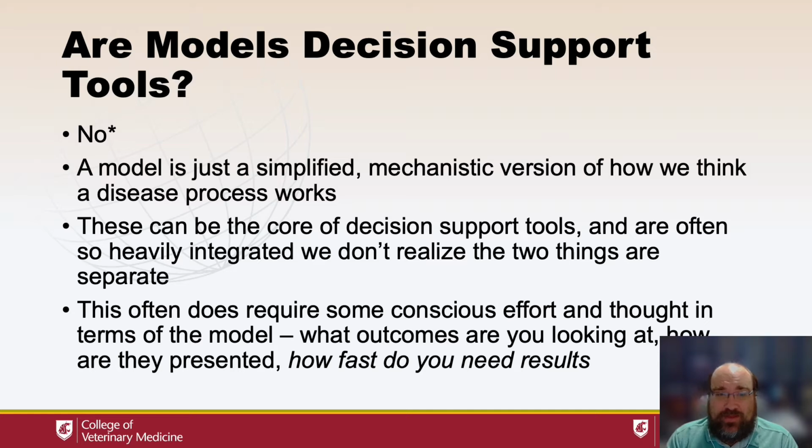Often these things are so heavily integrated that we don't really realize they're separate, but it's important to keep in mind that they are, that your model and the decision-making framework built around your model are two separate things and can indeed be swapped in and out. This often does require some conscious effort and thought in terms of how you construct the model. What outcomes are you looking at? How are they presented? And then how fast do you need results?